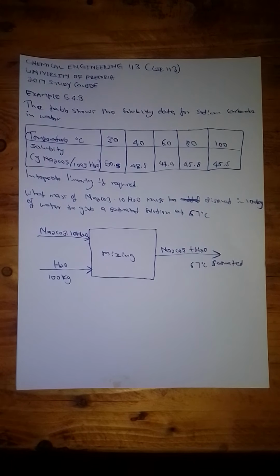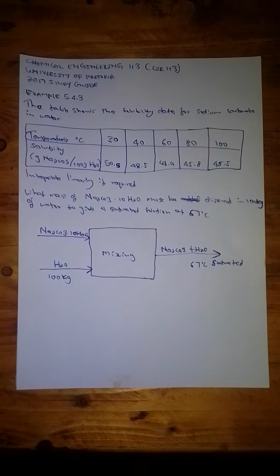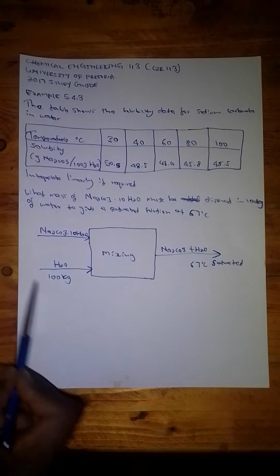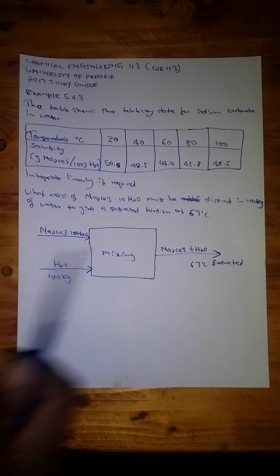Now the question is, what mass of Na2CO3·10H2O must be dissolved in 100 kilograms of water to give a saturated solution at 67 degrees Celsius? So they actually need to know how much of Na2CO3·10H2O needs to be dissolved in 100 kilograms of water to actually give a saturated solution at 67 degrees Celsius.